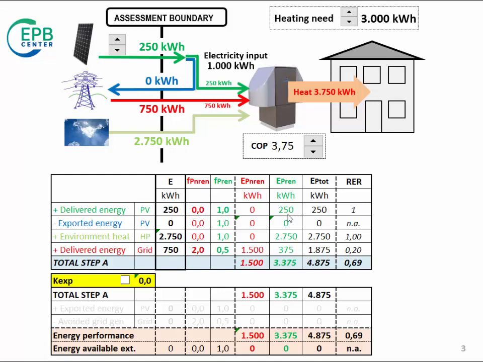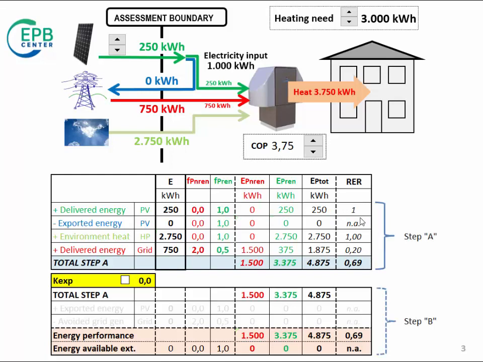And these two columns show the actual amount of non-renewable energy or renewable energy which is delivered or exported with the energy carrier. This column shows the total primary energy, which is the sum of non-renewable and renewable. And this last column shows the renewable energy ratio. That is the ratio between renewable energy and total primary energy for each energy carrier, or for the relevant results.